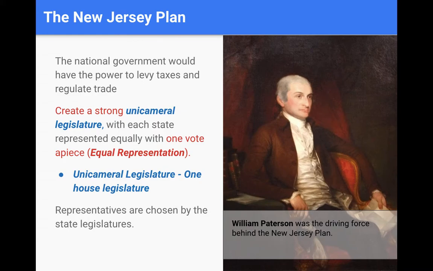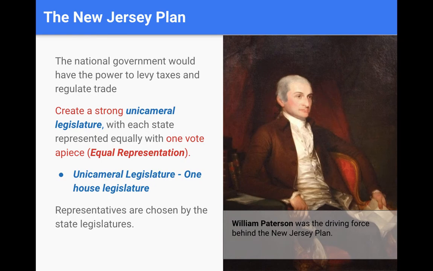Under the New Jersey plan, William Patterson is the driving force behind that plan. Really, you're not changing that much. They keep the structure of the Articles of Confederation and add things to it and say, look, not everything was bad with the Articles. Yes, we needed a power to levy taxes and regulate trade and things like that. Yes, we need a national executive. Yes, slavery is an issue. But the reality is we don't want to change that much. We don't want to give up too much power to a national government.